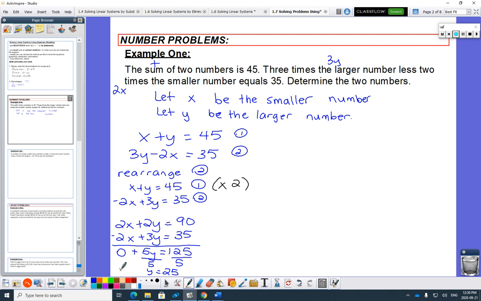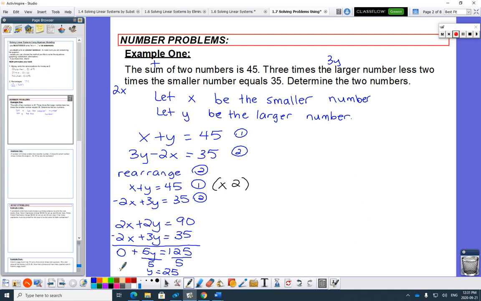Yes. Doesn't matter. That's why your let statements are so important. So then did you get x equals 25? Yep, that's fine. Yes. That's fine. Yep.